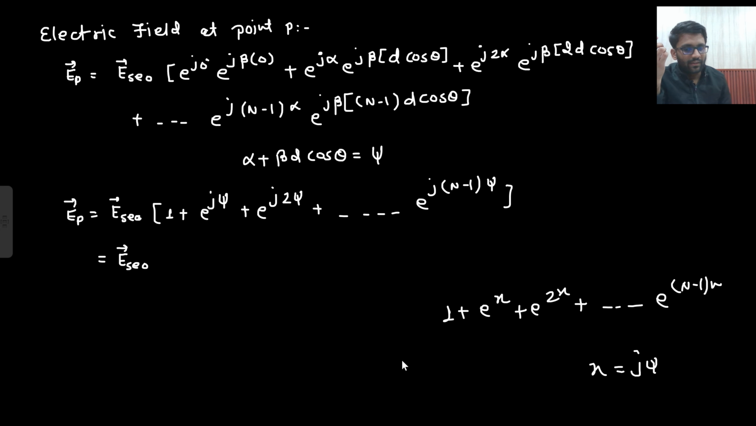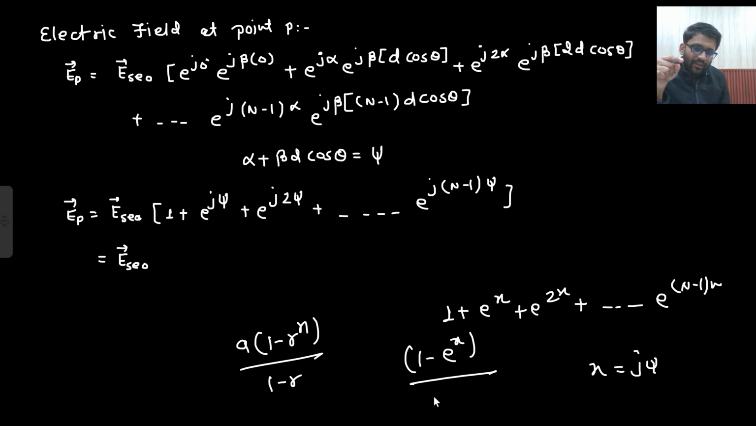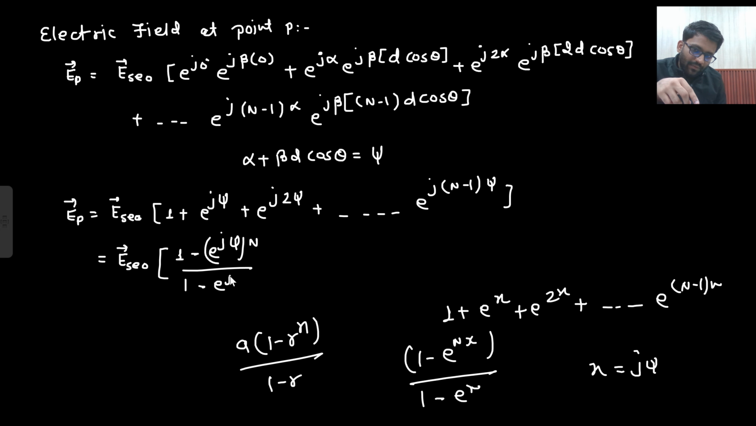This is a GP. A into 1 minus r to the power n divided by 1 minus r. What is the value of r? r is e to the power x. So r to the power n, that is nx, divided by 1 minus r, that is e to the power x. So what will I get here? A is 1, my first element is 1. 1 minus r to the power n upon 1 minus r. What is r? e to the power j psi.